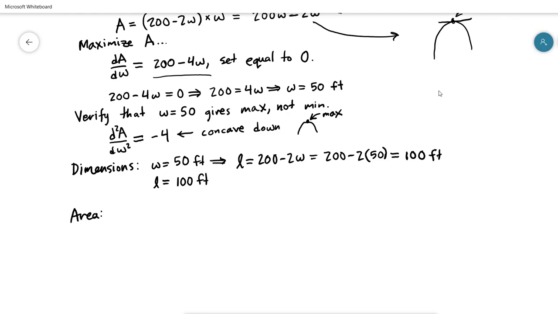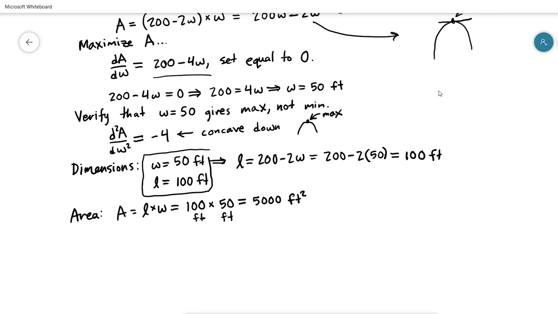Using that, we can find the area. The area, which again is L times W, is L, which was 100 feet, times the width, which is 50 feet, for a total of 5,000 square feet. And so here are the dimensions for our final answer, and here is the area. In fact, let me sneak in the area right there. There's the area for our final answer.